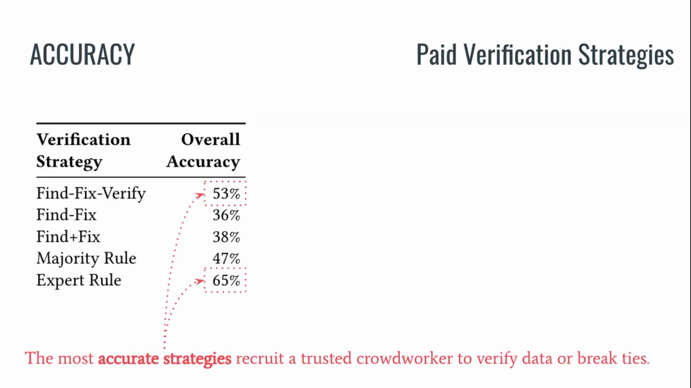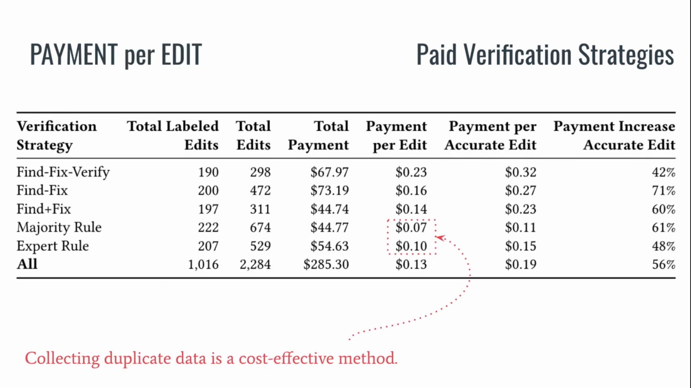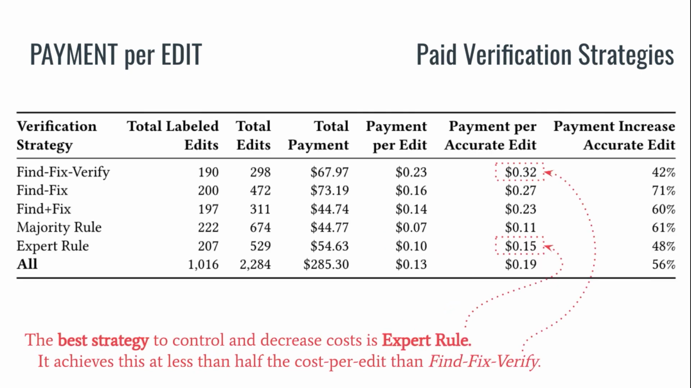You can see that the most accurate strategies recruit a trusted crowd worker to verify data or break ties. However, if your goal is to verify data using a less costly method, collecting duplicates provides a familiar task for paid crowd workers. You can see how majority rule and expert rule are the two cheapest verification strategies. In balancing cost and accuracy, expert rule performed best. While FindFix Verify is accurate, it is expensive because requesters have to recruit multiple crowd workers for each cell.